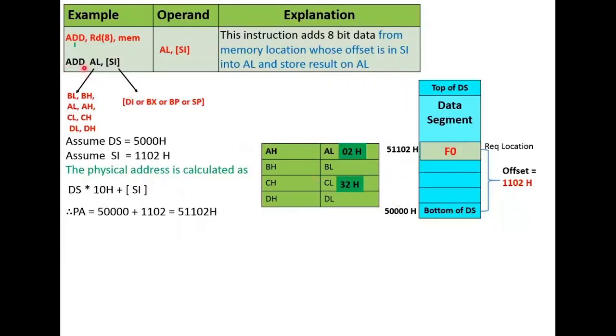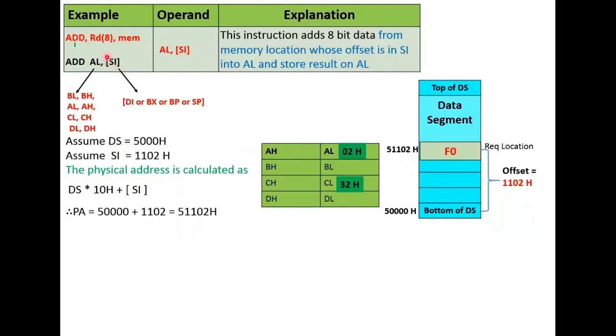Next one, ADD AL comma [SI]. Inside the square bracket, SI is given. Okay. So whenever SI is given in the instruction like this, inside the square bracket, you should understand that this particular instruction is based on the data segment. If DI is given, then that particular instruction deals with the extra segment. Okay. So here SI is given. This is also nothing but an offset.